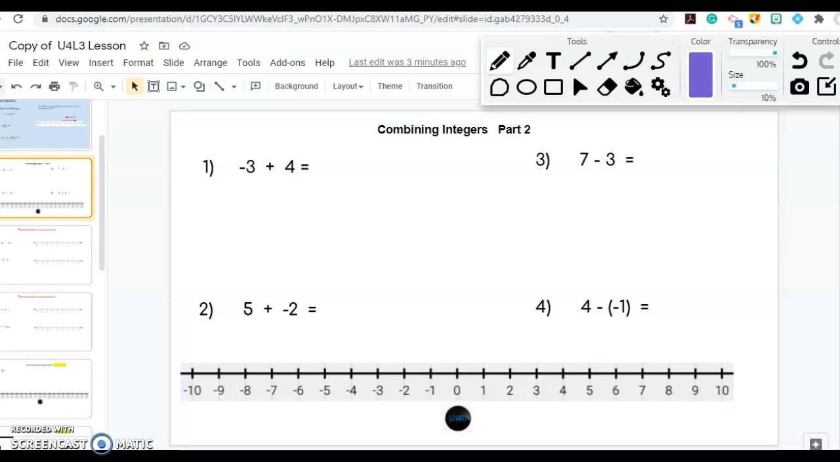Unit 3, Lesson 3, Combining Integers, Part 2. In our last lesson, we looked at combining integers on the number line.